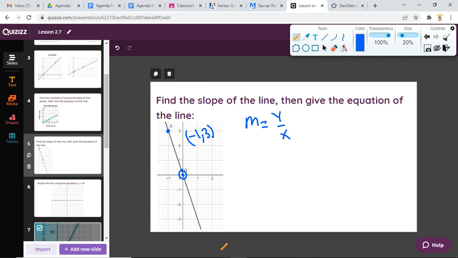Which means to write this as our equation here, I need to plug in my y for y. My y here is 3, and my x is -1. So I get 3 divided by -1, which is simply equal to -3.